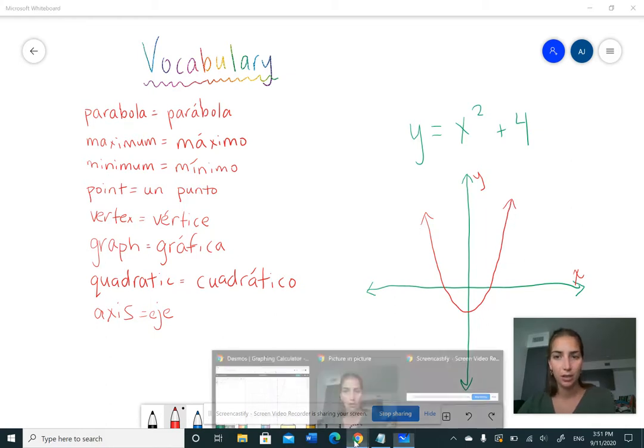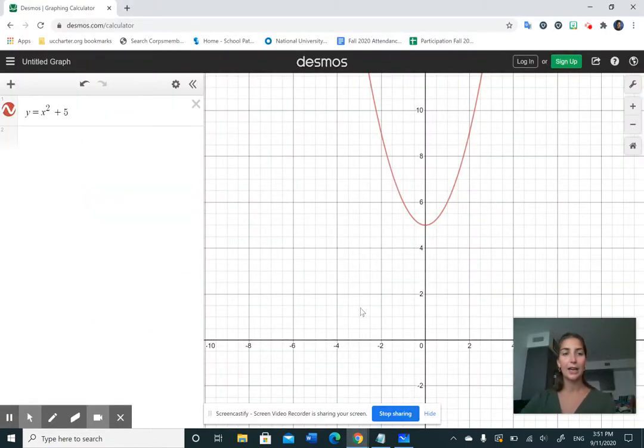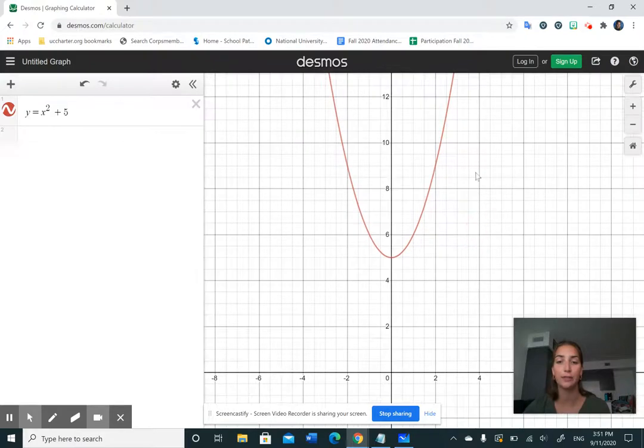Okay, so I would like to point out some features of this graph right here. So we have our parabola, which is this red U-shaped line. So when I say parabola, this is what I'm talking about, this U-shaped line. And the parabola has several unique features.